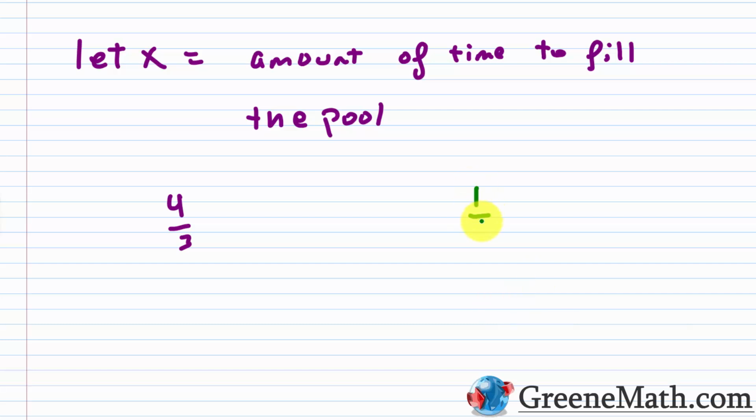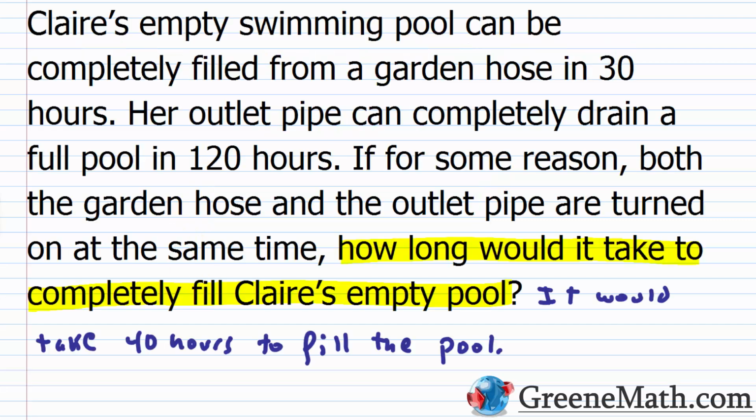So does this make sense? Yes, it does. If the garden hose completes 4/3 of the job in 40 hours, and the outlet pipe completes 1/3 of the job in 40 hours, well, 4/3 minus 1/3 gives me 3/3 or 1. Again, what's happening here is the garden hose is filling a pool and then another third of a pool, okay? So 4/3. Then the outlet pipe is taking a third away, right? It's taking that extra third away, so you're left with 3/3 or just one full pool, okay? So we can say our answer here is correct. It would take 40 hours to fill the pool.